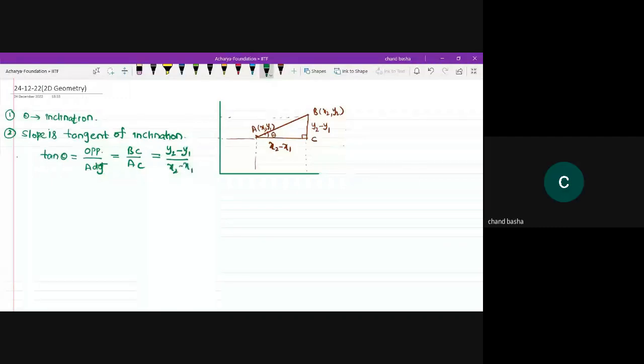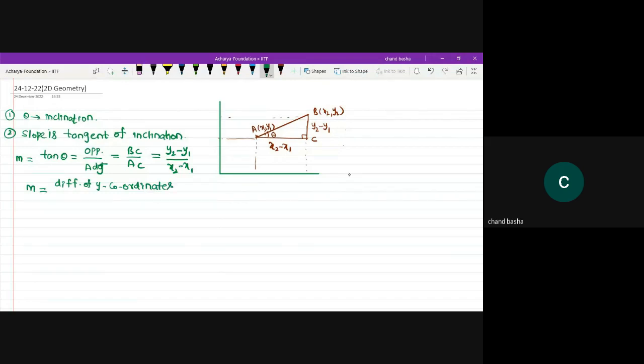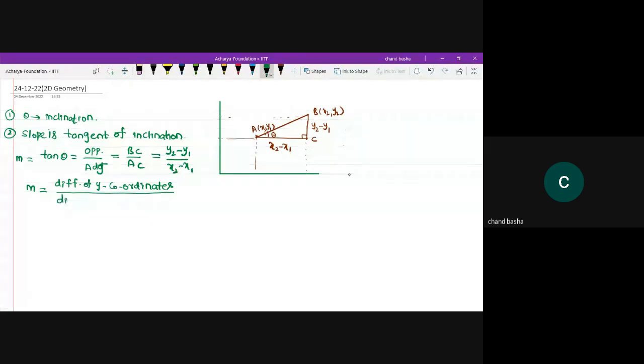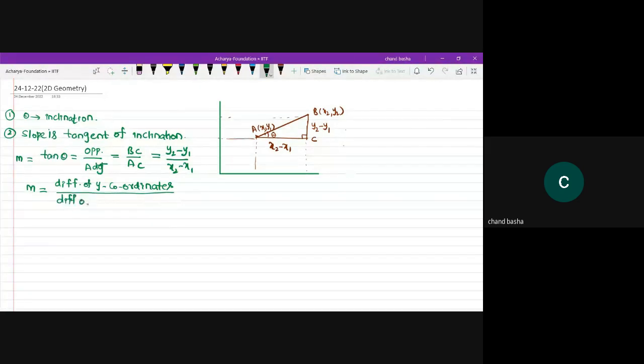So it is denoted by the letter M. M is equal to what? Difference of y coordinates. It's not necessary to take only y2 minus y1. If you want, you can take y1 minus y2 also. Difference of y coordinates upon difference of x coordinates.